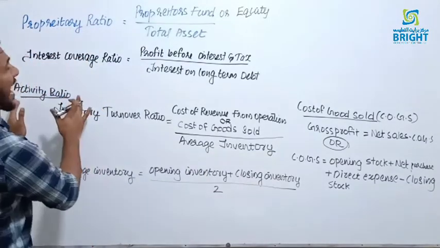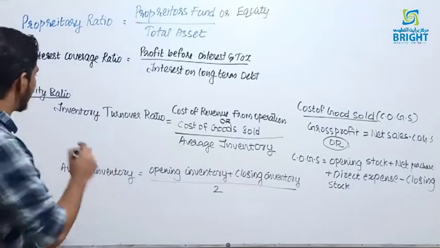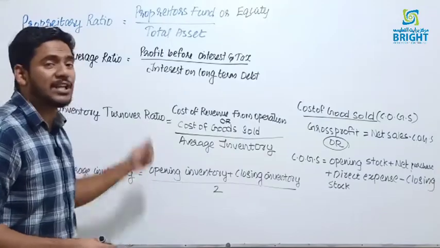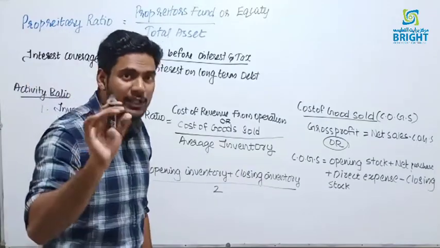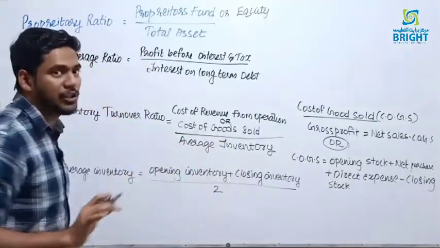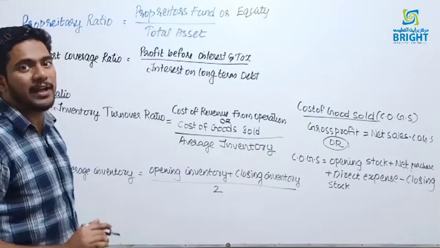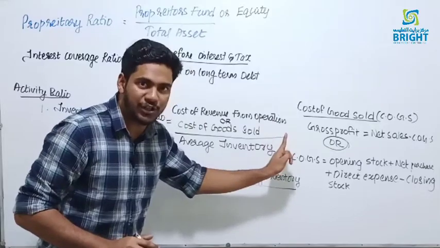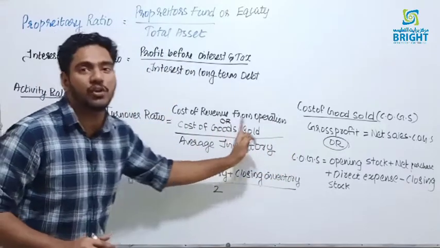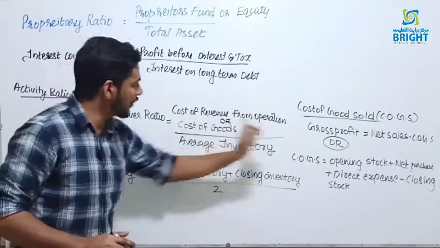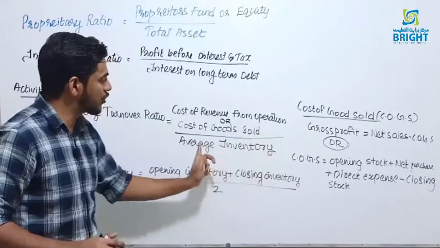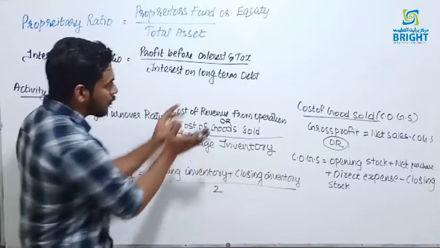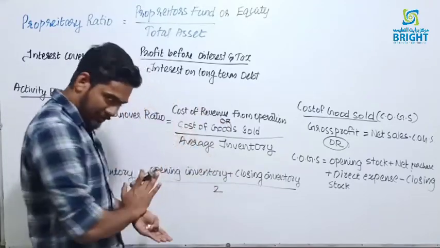I am just moving to activity ratio. In activity ratio, the first ratio is inventory turnover ratio, one of the important ratios in activity ratio. The formula to find inventory turnover ratio is cost of revenue from operation, also called cost of goods sold, divided by average inventory. I will explain what is cost of goods sold and average inventory later.